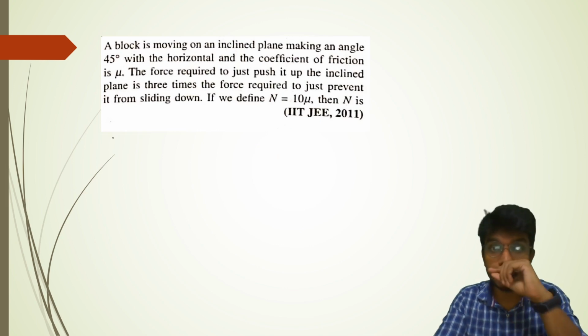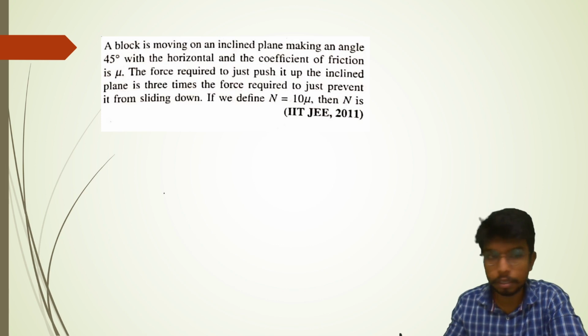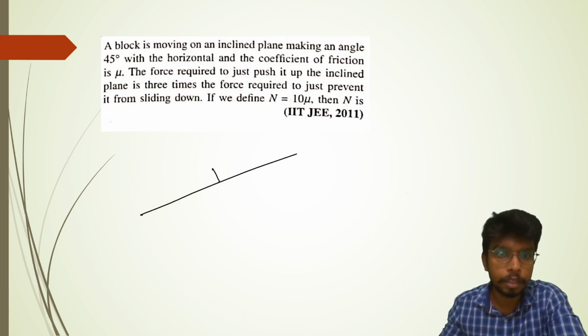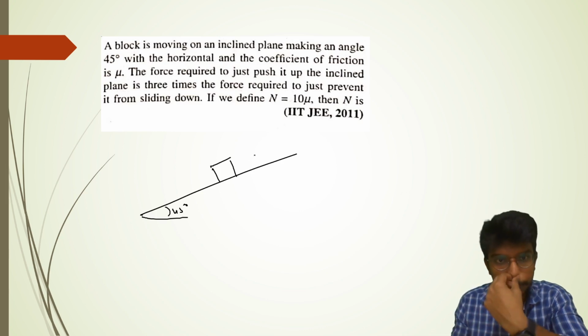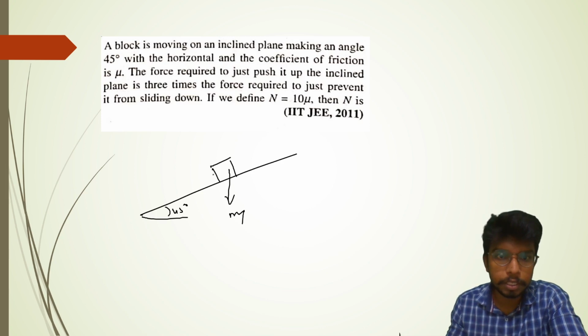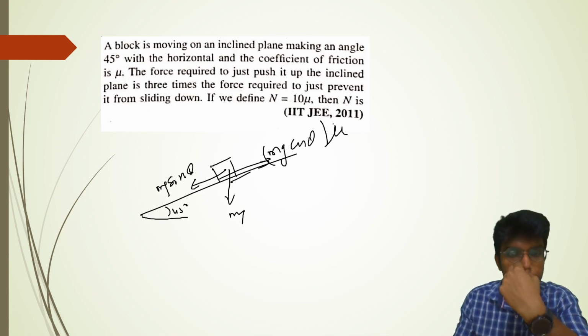A block is moving on an inclined plane making an angle 45 degree with the horizontal, and the coefficient of friction is mu. Okay, there's an inclined plane and the block is moving this time and the angle is 45 with the horizontal, and the coefficient of friction is mu. The force required to just push it up the inclined plane is 3 times the force required to just prevent it from sliding. Okay, if you consider that mg in the downward direction, there will be mg sine theta, and in this if I assume initially, that will be mg cos theta times mu, mg cos theta.